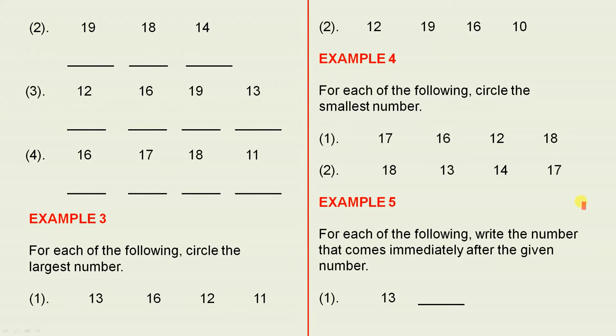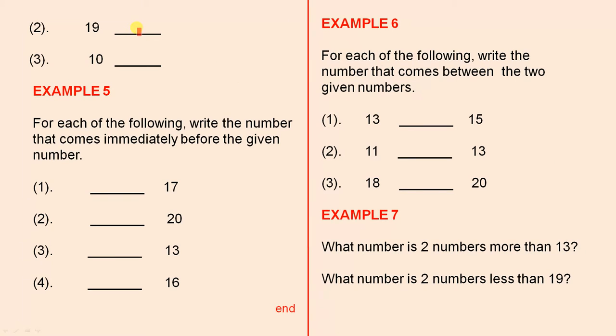For each of the following, write the number that comes immediately after the given number. So in your normal counting, what comes after 13, write the answer there. In your normal counting, what comes after 19, write the answer there. What comes after 10, write the answer there.